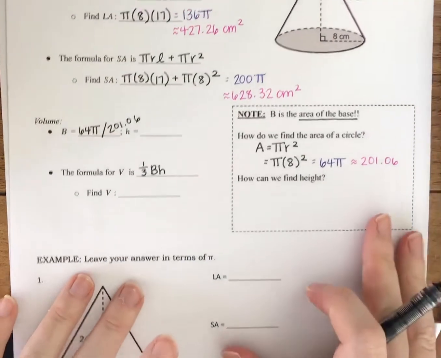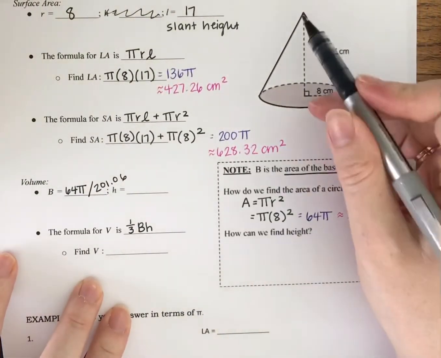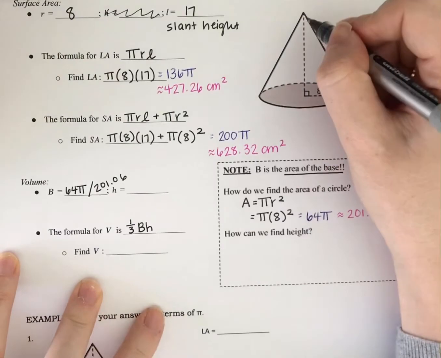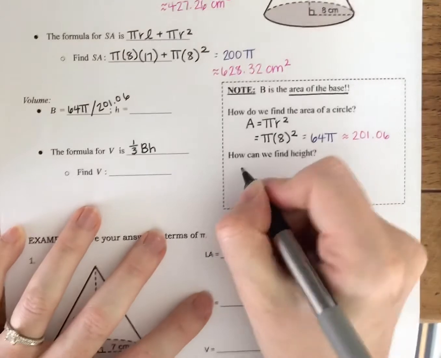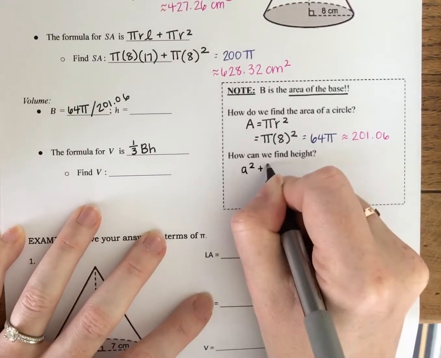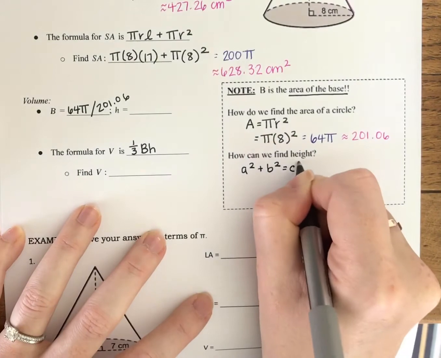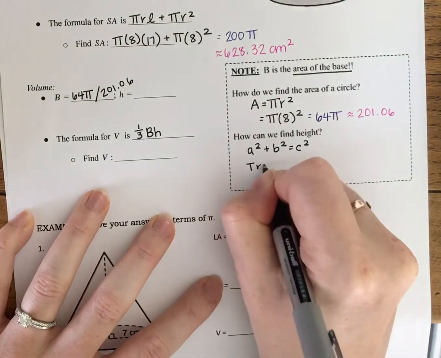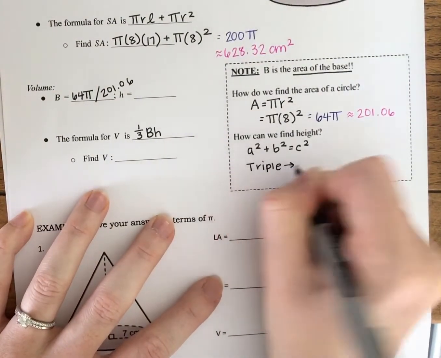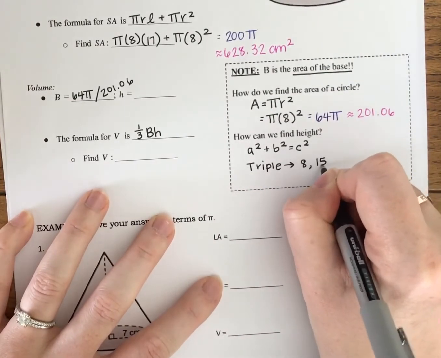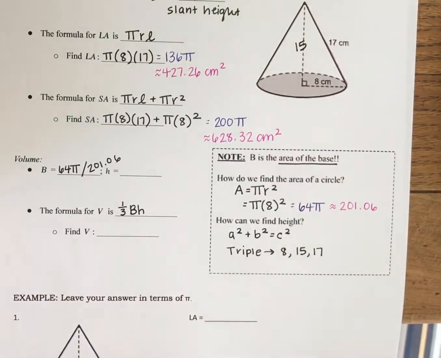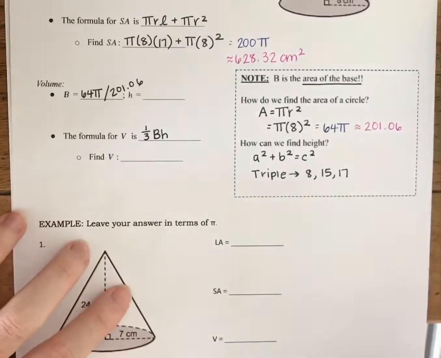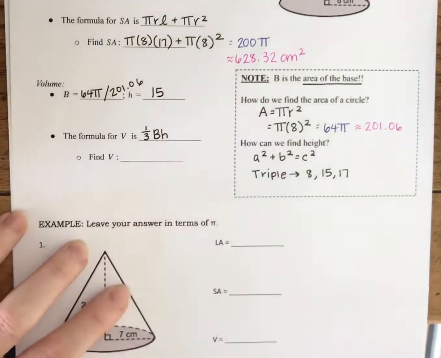And then the height of my cone. I don't have the height of my cone right now, but we can easily find it. This is a right triangle here. How can we find the height? A squared plus B squared equals C squared, okay? Again, this one is a triple, so instead of plugging into that, I'm going to remember that this is an 8, 15, 17 triple, which means that the height of my triangle has to be 15. If you plug in and solve, you would get 15. So the height of my cone here is 15.